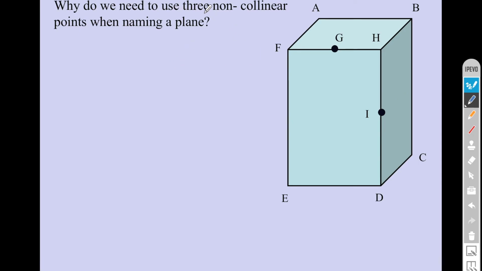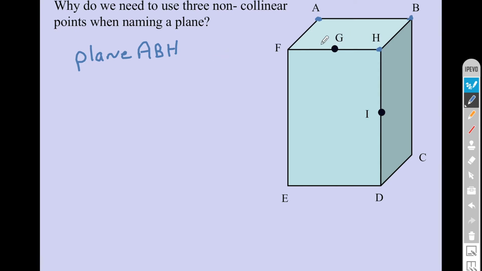Let's talk about this. Why do we need to name the plane with 3 non-collinear points? So let's talk about this top plane. How do you want to name this top plane? Well, we're going to say plane ABH. A, B, and H are not on the same line. A is back here, B is over here, H is over here. These 3 points are non-collinear, so they are on just one plane.